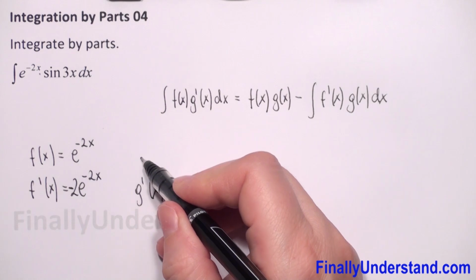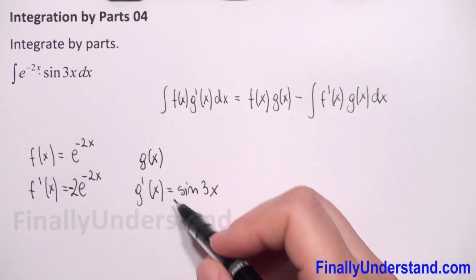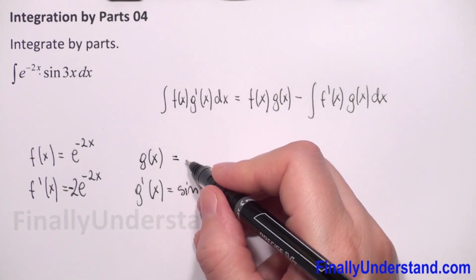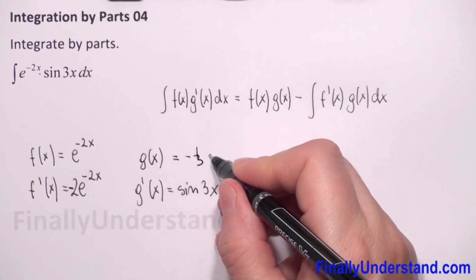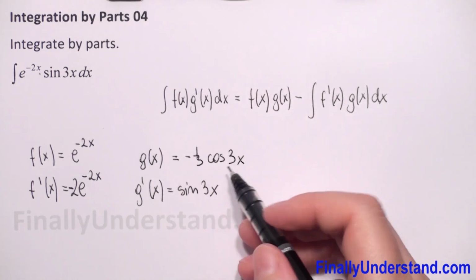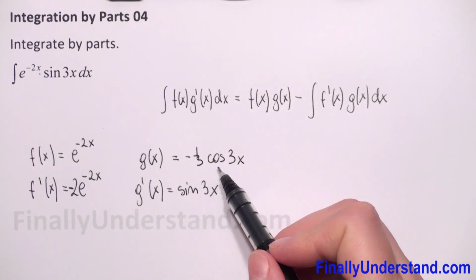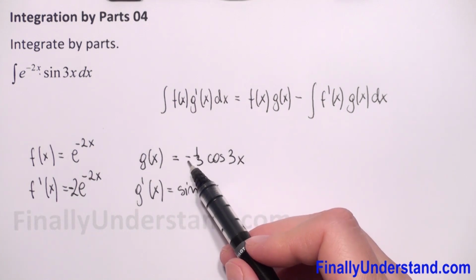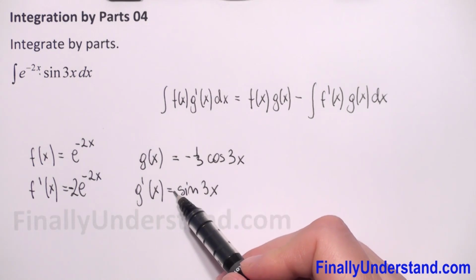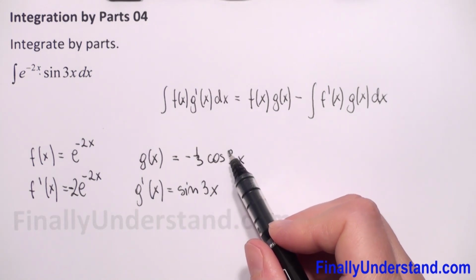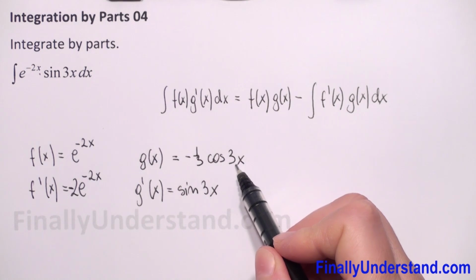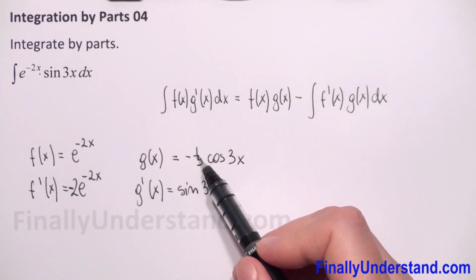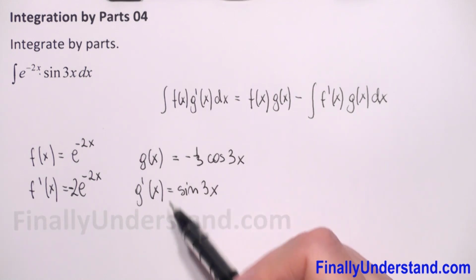And we need to find g of x. The antiderivative of sine of 3x is equal to negative 1/3 cosine of 3x. You can always check. The derivative of cosine is negative sine. So that's why I put a negative sign, to reduce the minus, because we don't have it here, and the derivative of the function inside we have to calculate. The derivative of 3x is 3. That's why we have 1 over 3 times 3 will reduce, and we don't have any constant here.